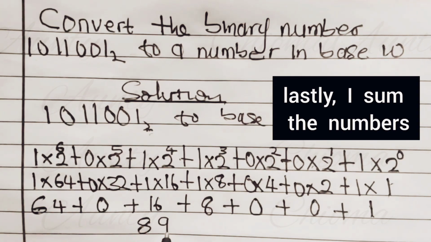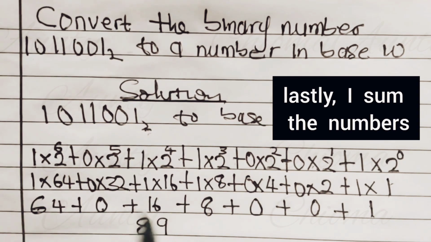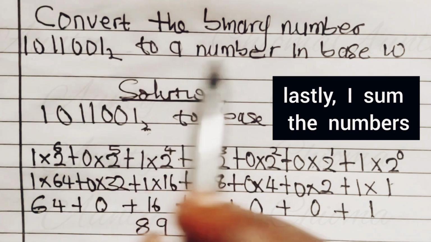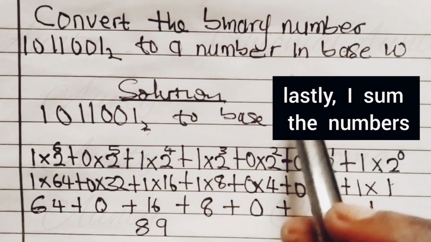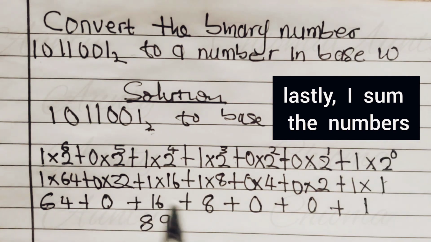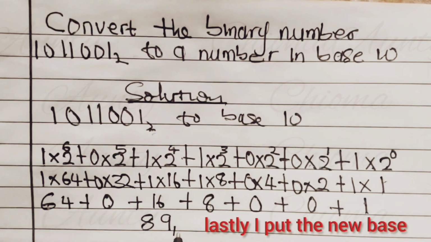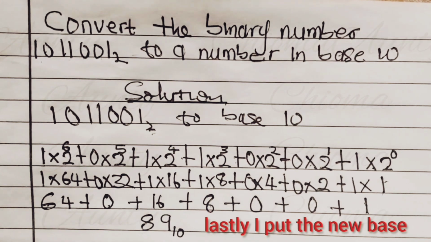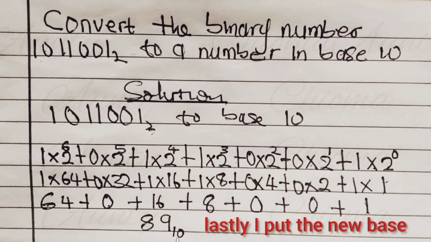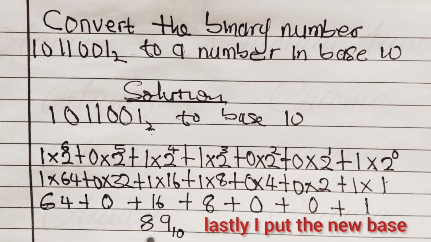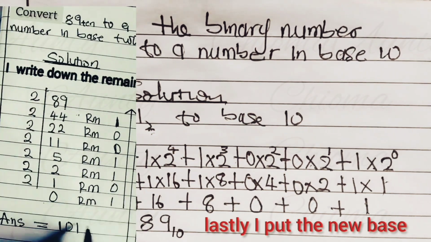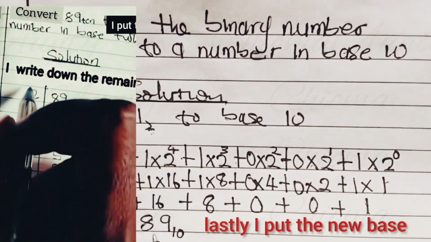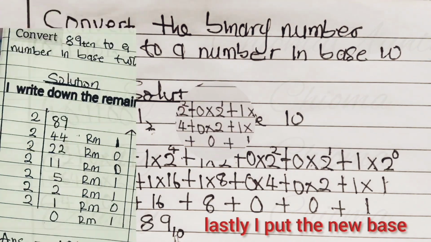Remember, we are asked to convert 10110001 in base 2 to a number in base 10. So it will be in base 10. Yes, 89 base 10. We have reconverted this 89 that we converted to base 2 in the other section. We have reconverted it back in this section to base 10.